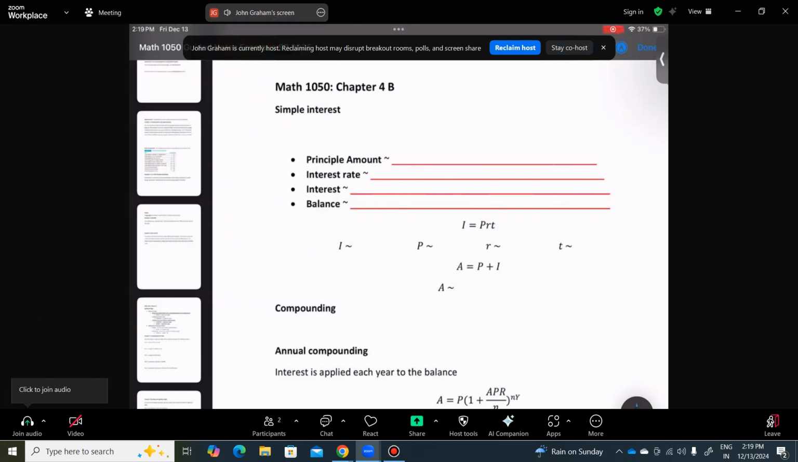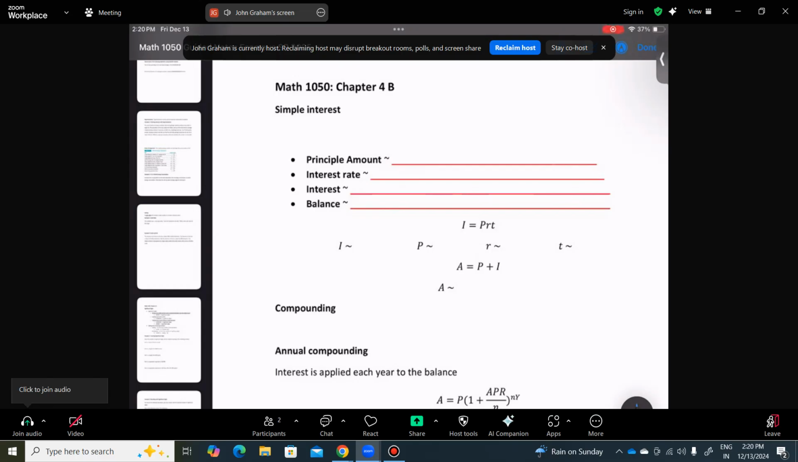Hi, this is Math 1050, and this video is over chapter 4b, and we'll get into simple interest and then compounding interest. Alright, so simple interest is when the interest is applied to an initial principal or amount, and it's only applied to that initial principal or amount.